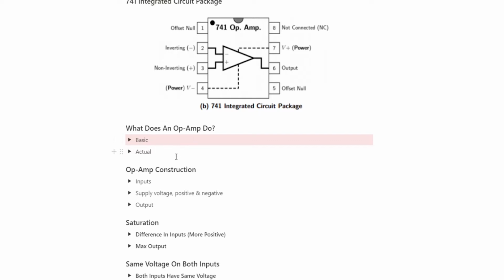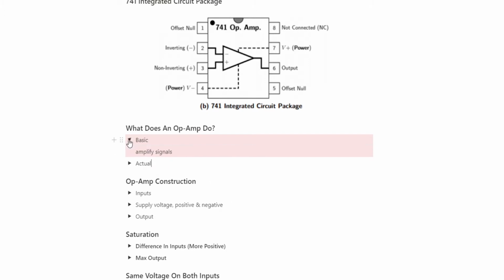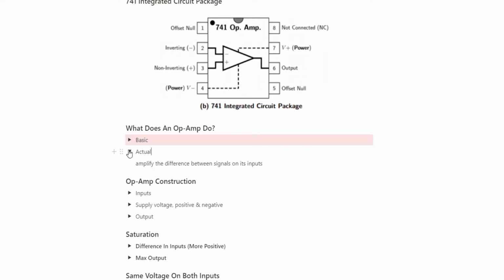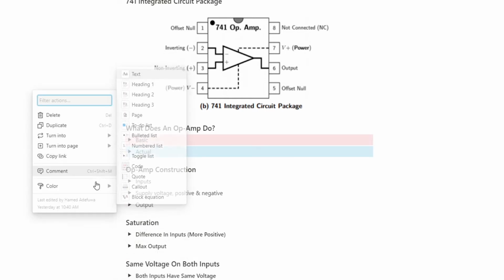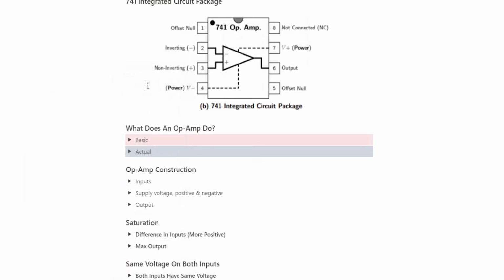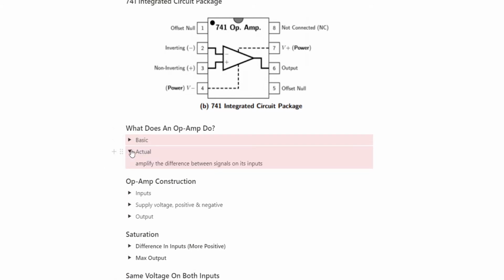So what does an op amp actually do? An actual definition beyond amplifying signals: it amplifies the difference between the two inputs. Amplifies the difference between signals, and yep. I don't really get that, but I get the answer. I've memorized the answer, but I don't get that it amplifies the difference between them.